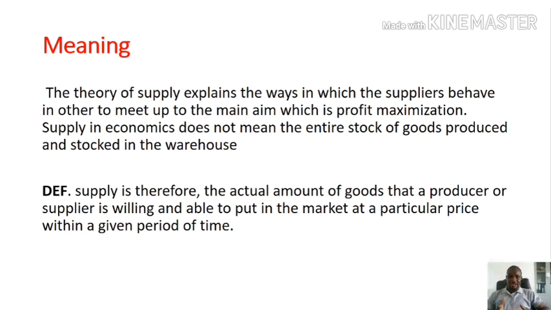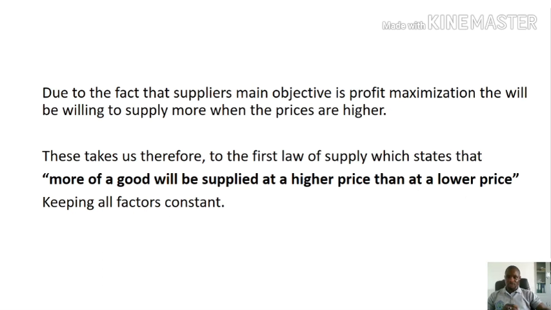Now let's look at demand. In demand, we say that demand could be defined as the quantity of goods that a consumer is willing and able to buy at a given price in a given period of time. While supply is the quantity of goods that a supplier or a producer is willing and able to do what? Put in the market at a given price within a given period of time. Now, due to the fact that suppliers' main objective is profit maximization, they will be willing to supply more when prices are high.